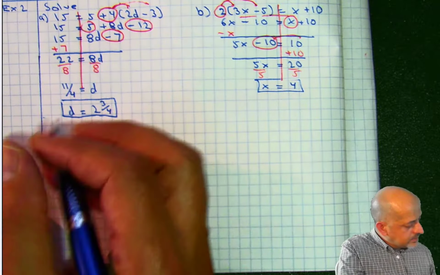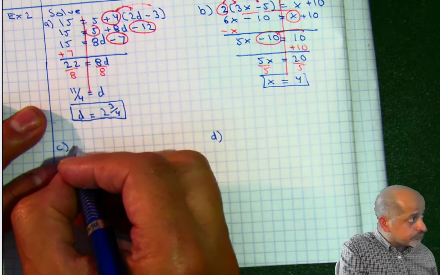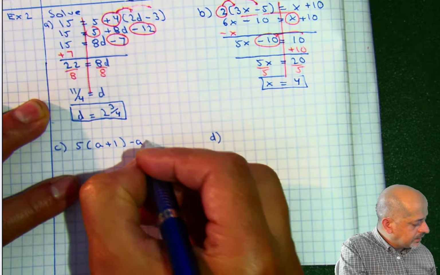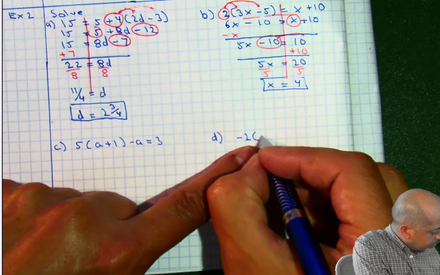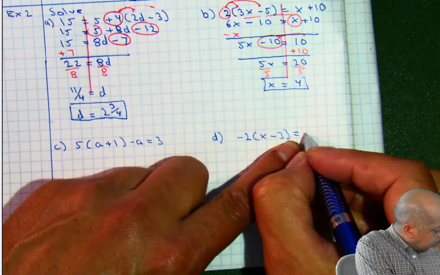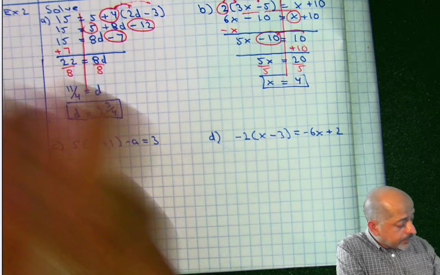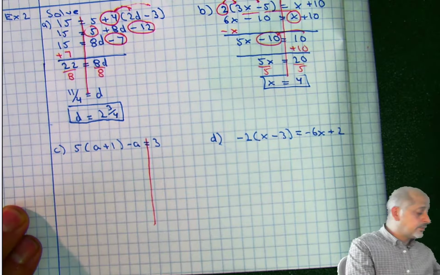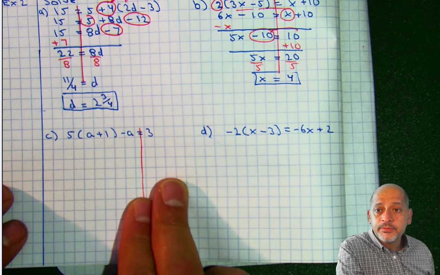Let's try C and D. So this will be 5 times a plus 1 minus a equals to 3. And this will be negative 2 times x minus 3 is equal to negative 6x plus 2. So go and solve the first one. Draw the line. See what you get, and then we can compare our answers. Go and pause it. You got it?